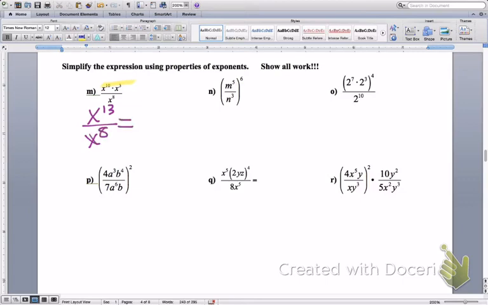and don't change it yet. Now we're going to use a quotient rule. Subtract 13 and 8. 13 minus 8 is going to give me 5, and I'm done.